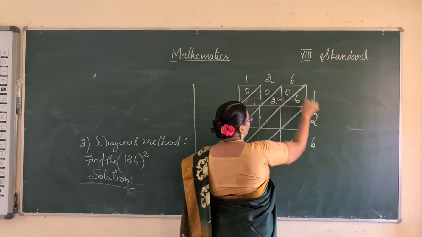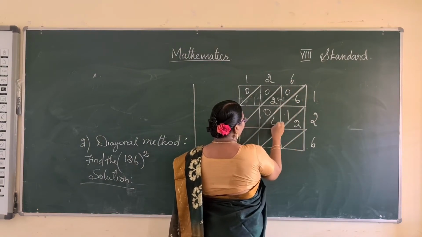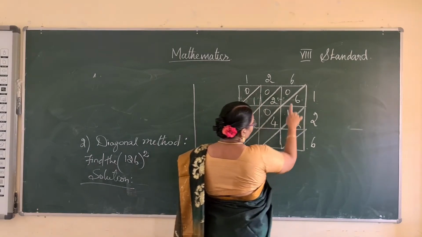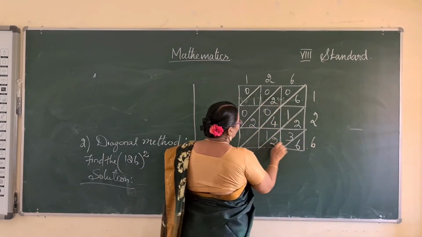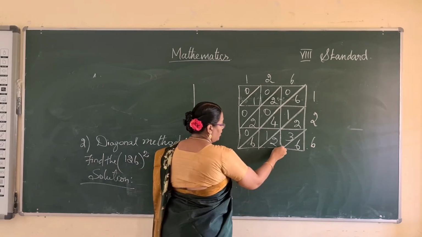Okay. And now multiply 6 2s are 12. 2 2s are 4. 2 1s are 2. Here 6 6s are 36. 6 2s are 12. 6 1s are 6.